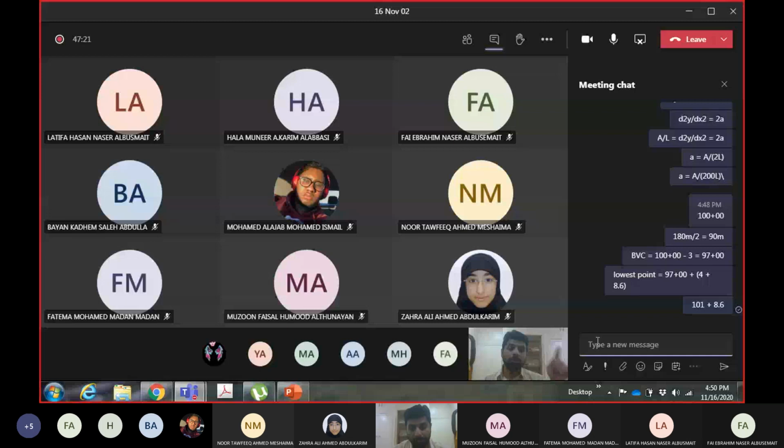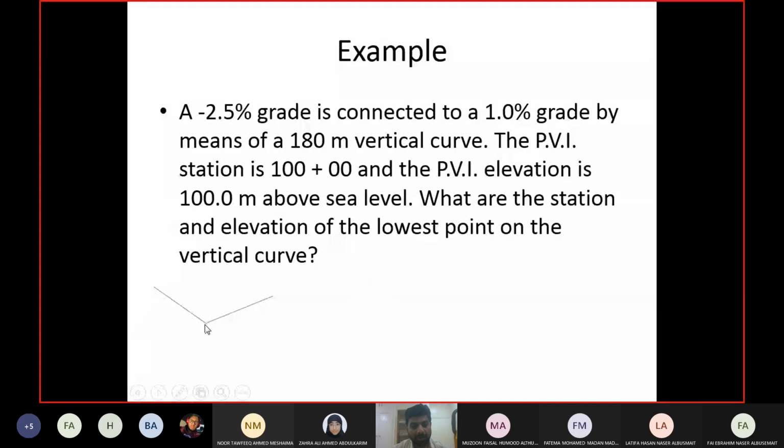See, BVC is here. This is BVC, and this is PVI. The elevation of PVI is 100. From PVI, how much difference in elevation do I have for BVC? It is G1 into X. This is G1, and how much is X? How much is the distance between PVI and BVC? It is L by 2, right? So G1 into L by 2. So to the PVI elevation, I will add G1 L by 2.